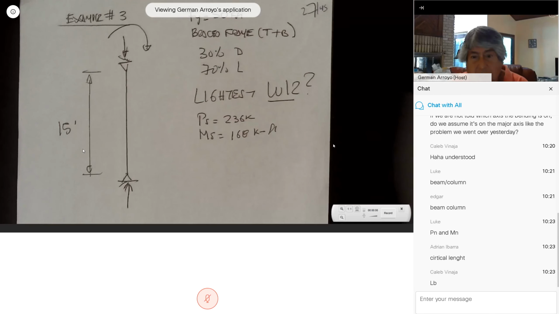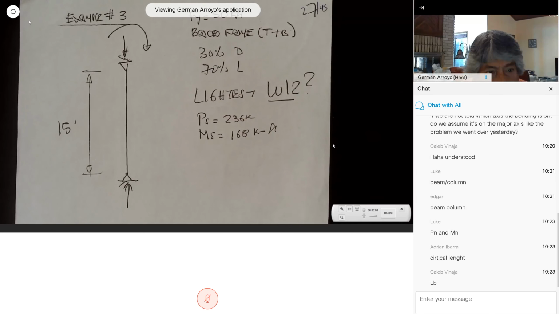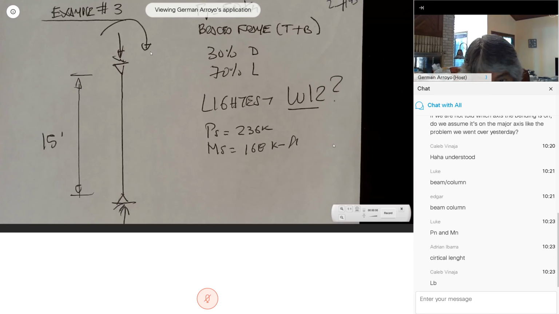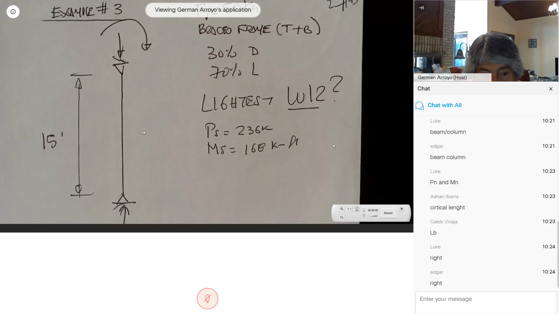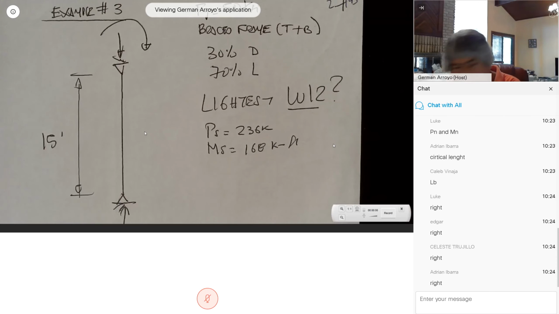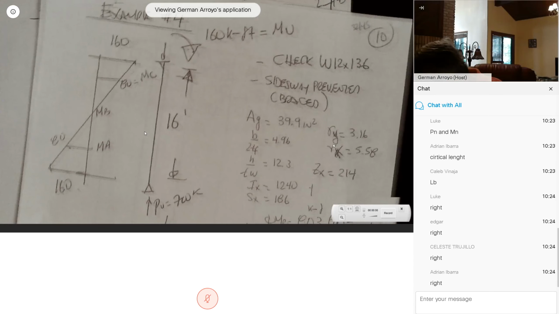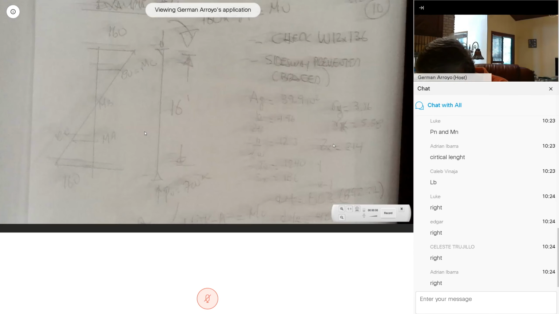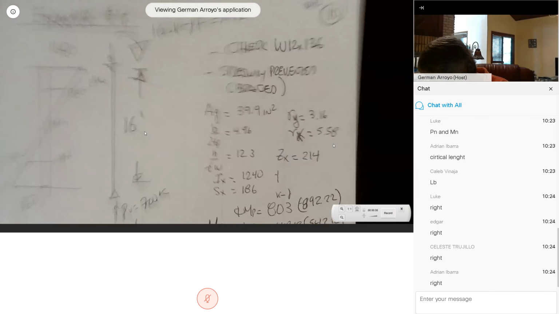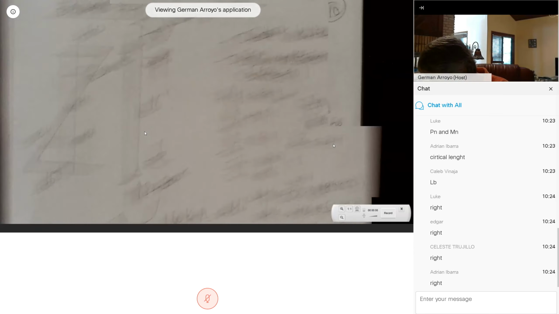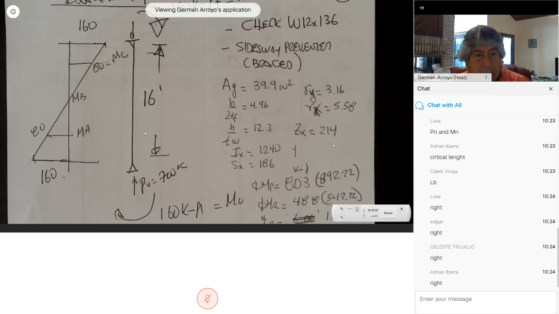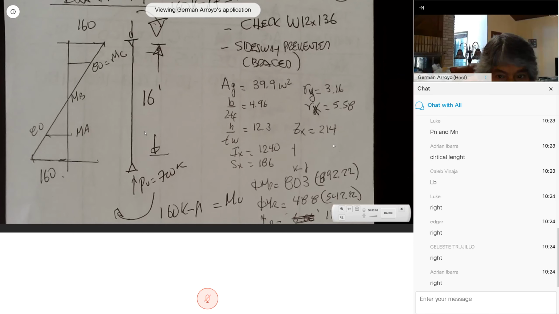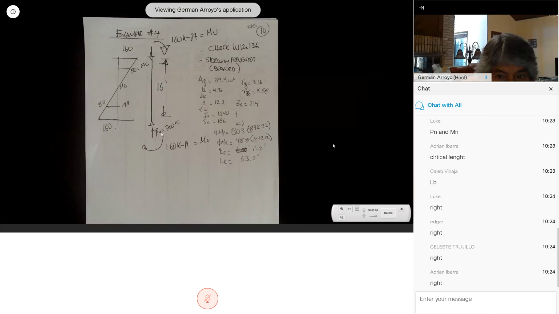By the way, before I show you, this moment, the compression is going to be on the right or on the left side of my column in here. Right. So I put a moment I had in here. I have factored the load in here. I have factored my load. The axial load is 700.